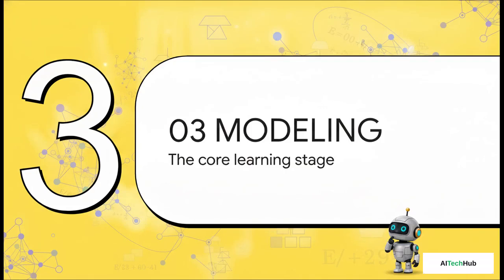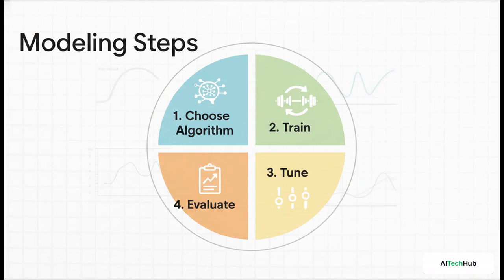That brings us to Phase 3, modeling. You know, the stage everyone kind of just pictures as the whole thing. So here's how it actually works. First, we pick an algorithm. Next, we train it on that beautifully pre-processed data we just made. Then, we spend some time tuning its settings to squeeze out the absolute best performance. And finally, we evaluate it with real metrics.